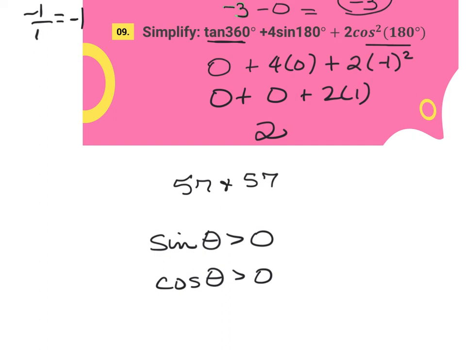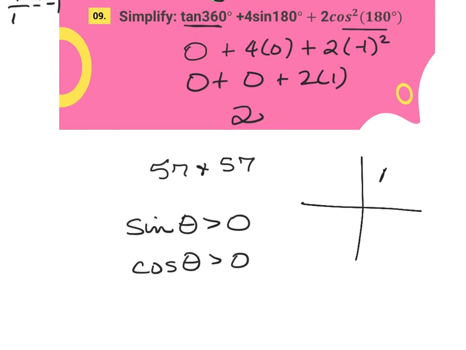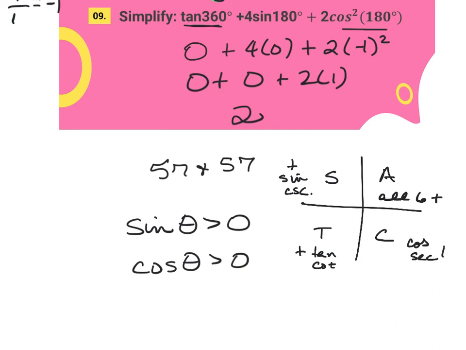And here's how you'll do it. You're going to use your acronym. All students take calculus. Remember here, all 6 are positive. The only positive ones here are sine and cosecant. Here, tangent and cotangent. And here, cosine and secant. So what I like to do is I'm going to first put check marks in all the quadrants where sine is positive. So I know for sure everything's positive there, so that gets a check mark. And then the other place that sine is positive is in quadrant 2.